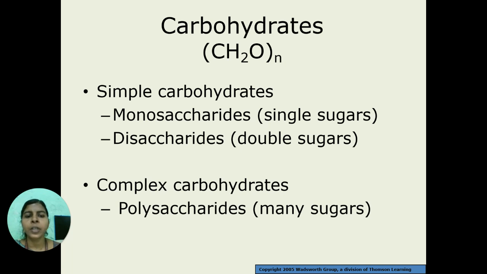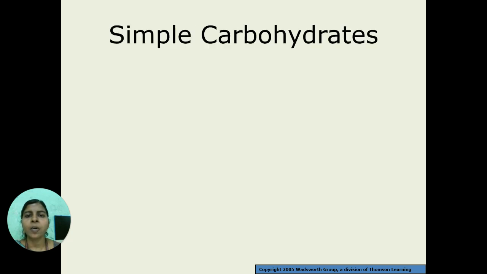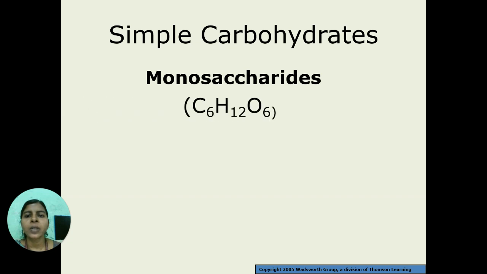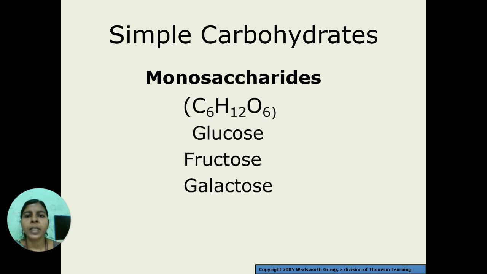Monosaccharide means it is a single sugar. Disaccharide means it is a combination of two sugars. Complex carbohydrate, polysaccharide, means two or more sugars combined to form a polysaccharide. It is again subdivided into two parts: homopolysaccharide and heteropolysaccharide. In simple carbohydrate, first is monosaccharide, disaccharide, and trisaccharide also. The general formula of monosaccharide is C6H12O6.